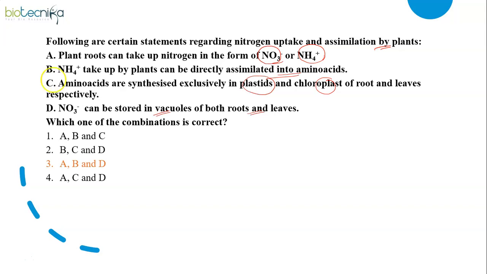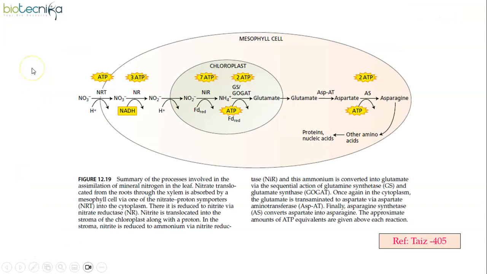So you have statement A is correct, B is correct and D is correct. So why C is incorrect? Because amino acids are not exclusively synthesized in plastid. If you look into this image, this is the summary of the nitrogen assimilation that happens. So you have got nitrate getting reduced to nitrite. Nitrite enters inside the chloroplast. With the help of the GS-GOGAT mechanism, ammonia is synthesized. Then ammonia will help in the production of amino acids. So here it is synthesized in the chloroplast.